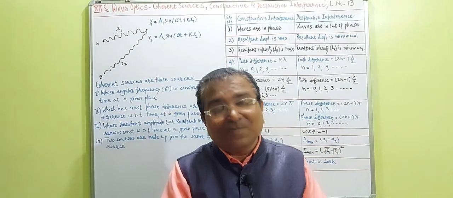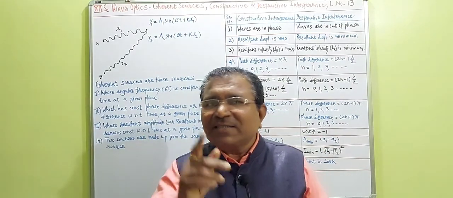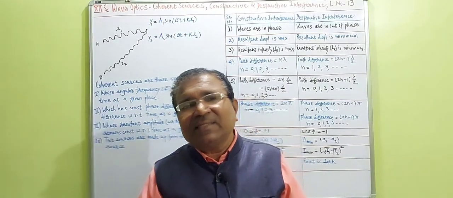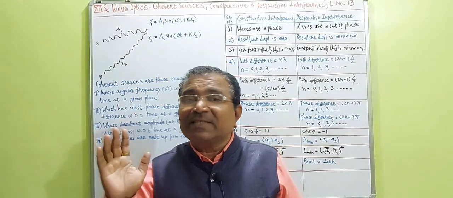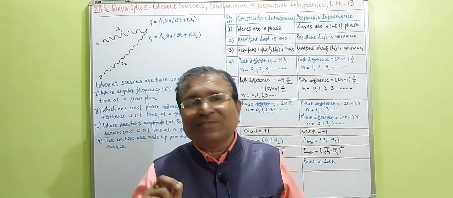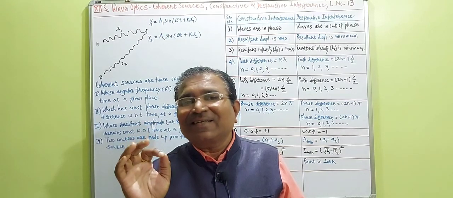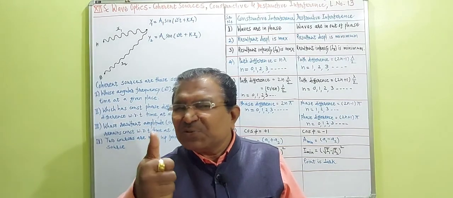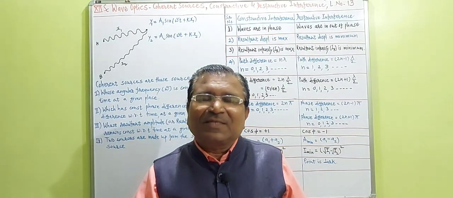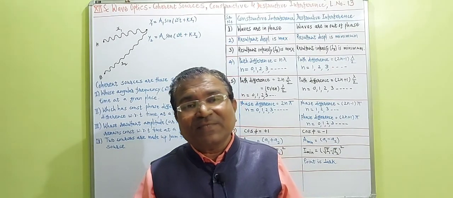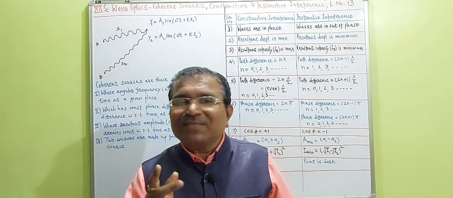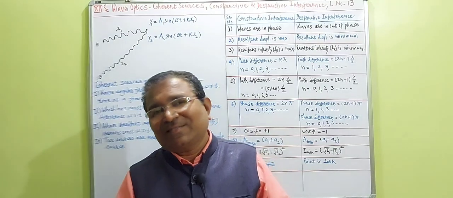As long as 12 Science Wave Optics is concerned, this is lecture number 13, and in this lecture we are going to discuss today a very interesting article. What are coherent sources, and what are the distinguishing features between constructive interference and destructive interference?